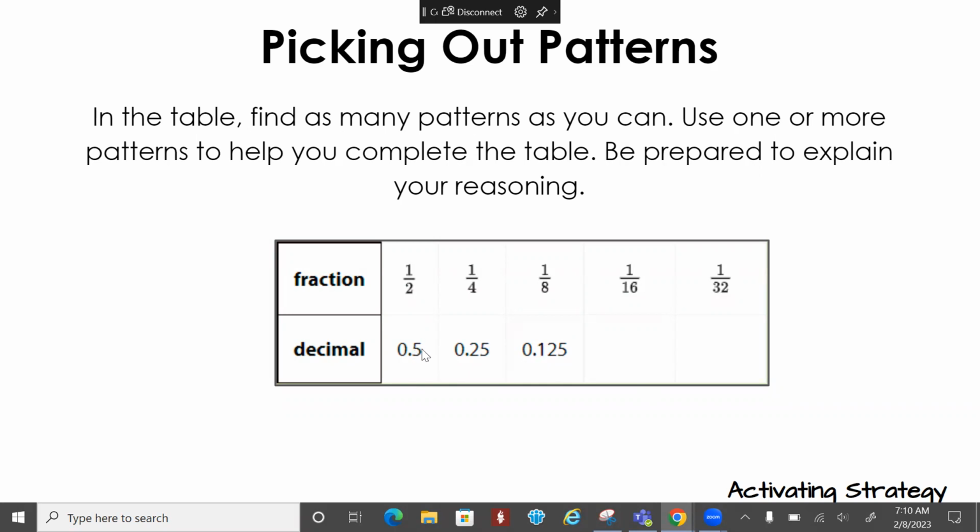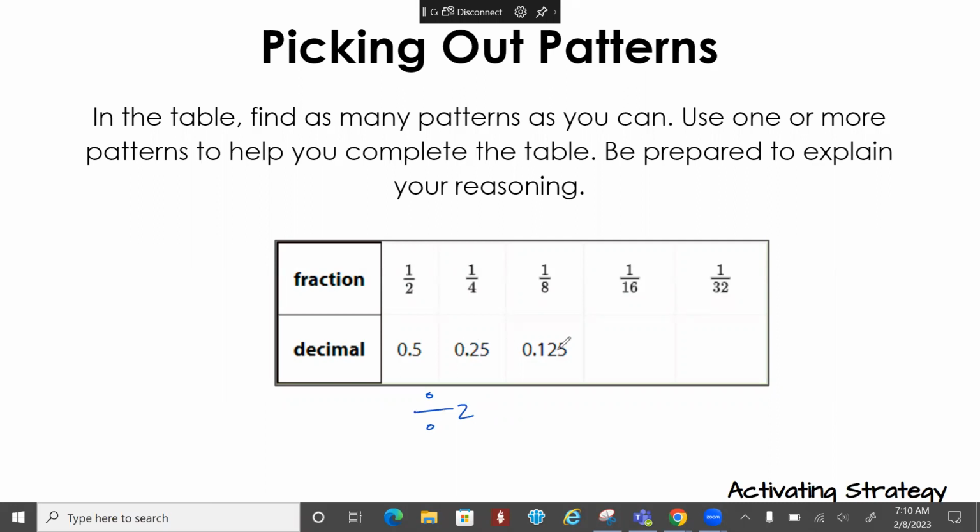We go from 0.5 to 0.25. Let me try to make this a little bit easier. I go from 50 to 25. What did I do? How did I go from 50 to 25? Subtract 25, or what's another way to say that? Use another operation. We're not going to multiply. We're going to divide by 2, right?